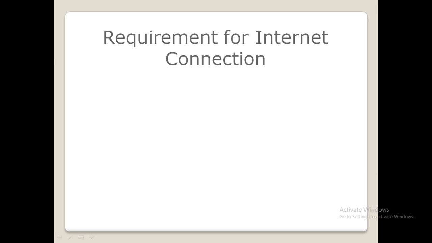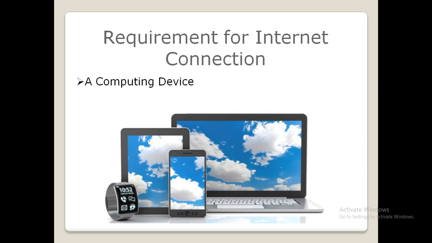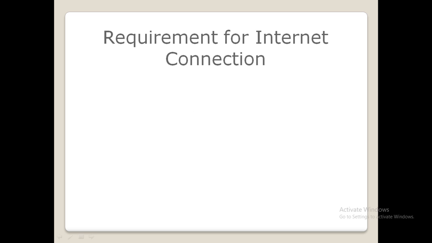Next we will see what are the requirements for an internet connection. To connect to the internet, you require the following. The first one is a computing device. The first and foremost thing that you need to connect to the internet is a computer or a handheld device, such as desktop, laptops, tablets, or smartphone.